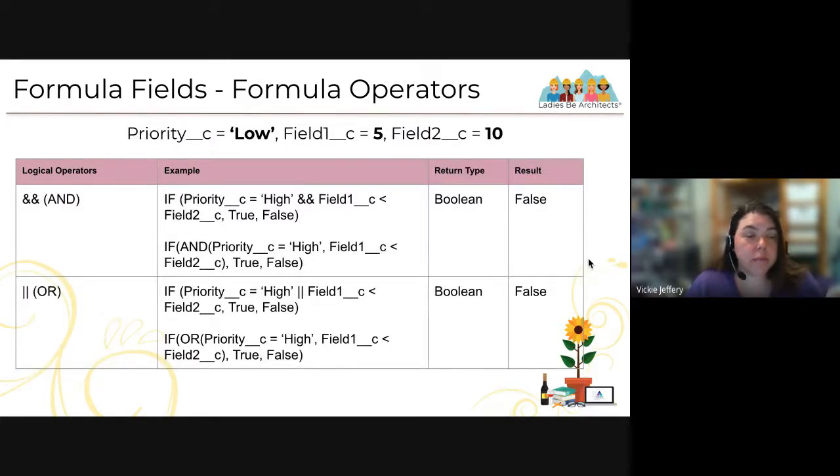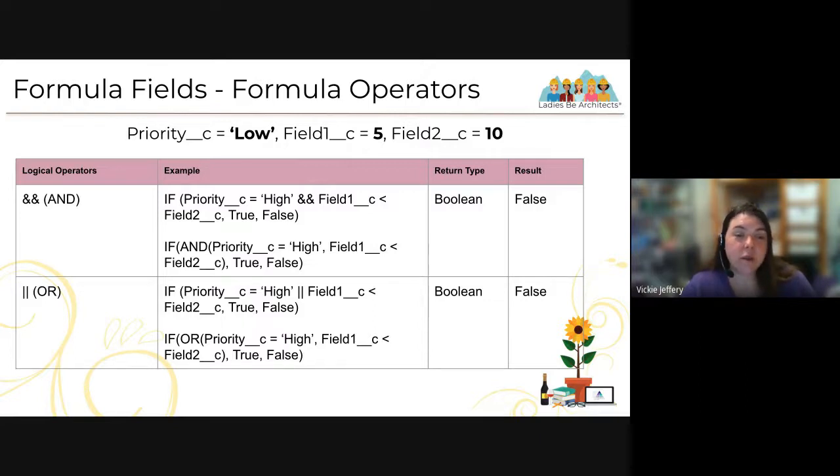For this one, I'm just showing you how you can use AND in your formulas. So AND with Salesforce is 2 ampersands. Well, it's actually one of the ways you can do that, so with 2 ampersands. So I'm saying in here, in the if statement, if my priority is high and my field 1 is less than field 2, return true, otherwise return false. So it's going to return false because my priority is actually low.